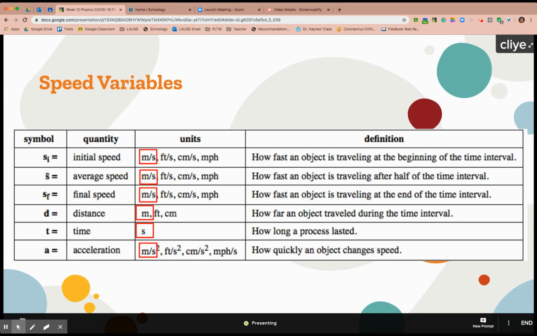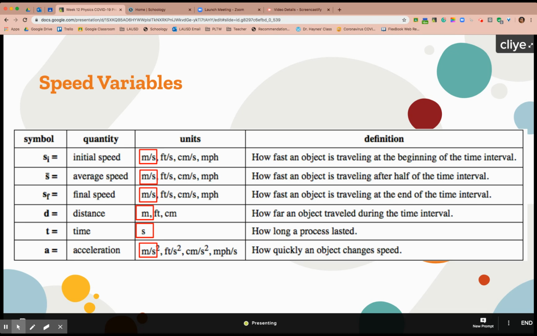So S with a line at the top is average speed, and that's how fast an object is traveling after half of the time interval. Then we have final speed, which is S sub F, and that's how fast an object is traveling at the end of the time interval. And then we have distance, which can be measured in meters, feet, or centimeters, but meters is the physics unit, and that's how far an object has traveled. Then we have time, which is measured in seconds, which is how long something lasted. And then there's acceleration, which is measured in meters per second squared.